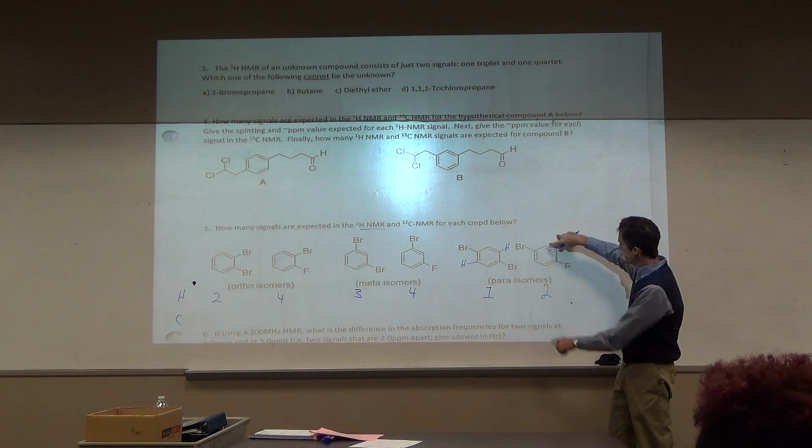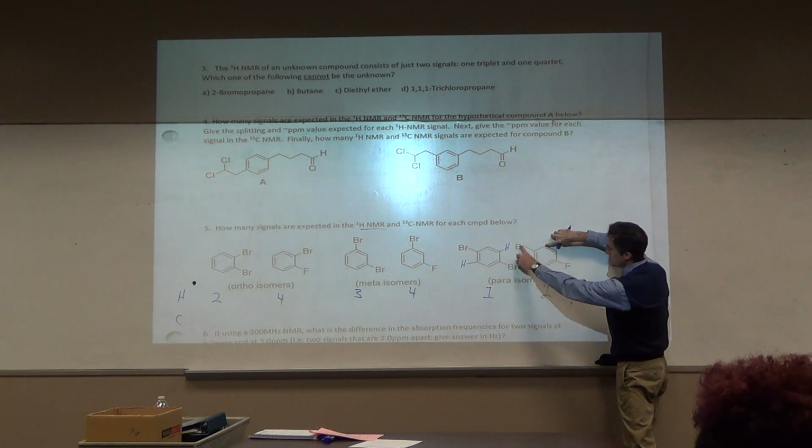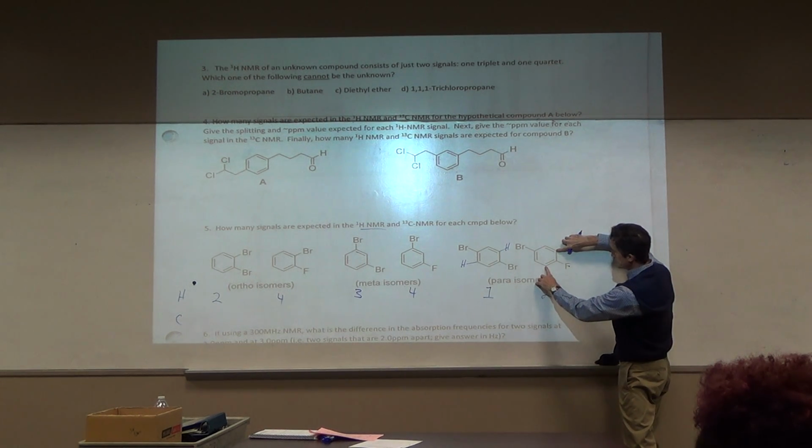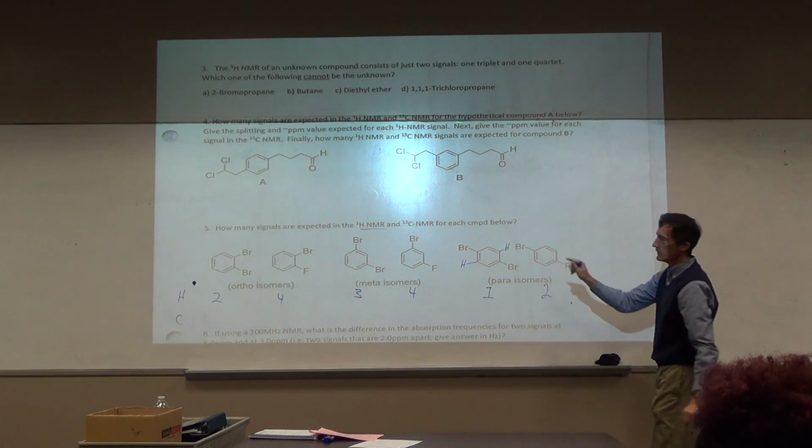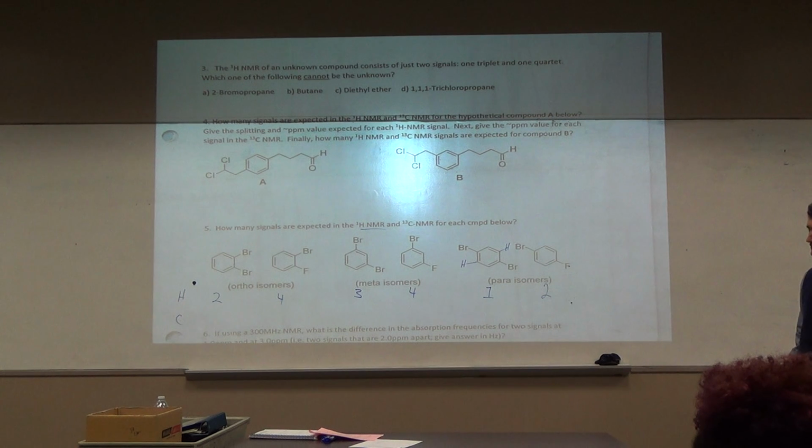2. These 2 H's are the same. They're both ortho to the bromine. These 2 H's are the same. They're both ortho to the fluorine. And meta to the bromine. 2. Original question, how many of these will give just 2 signals? 2. 1 on each end. 2. Okay.